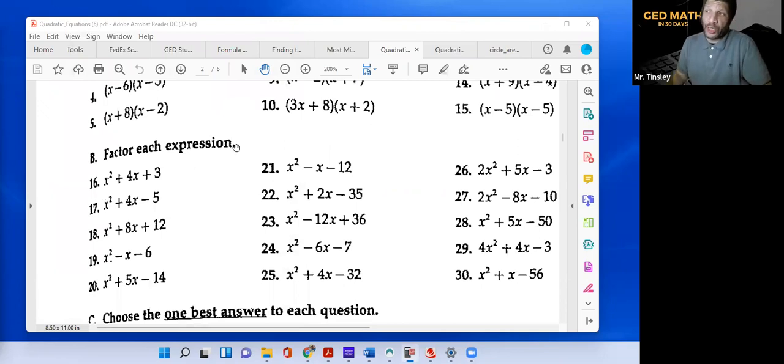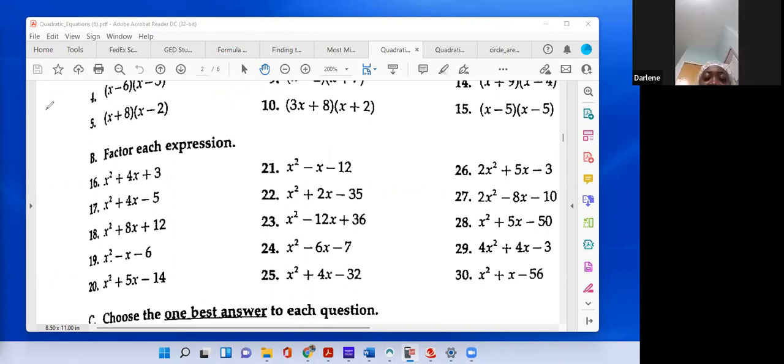So now I want to show you how to factor a quadratic equation. First of all, what is a quadratic equation anyway? How do I know when to use this? How can I tell that something is a quadratic equation? When something is squared.